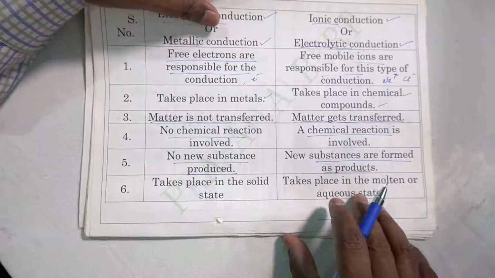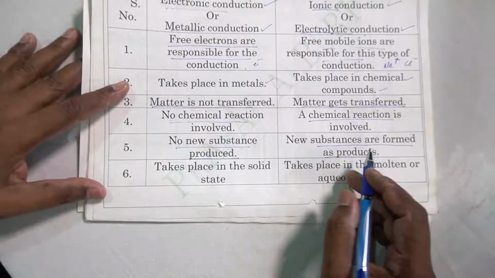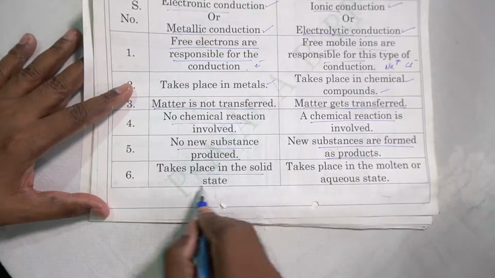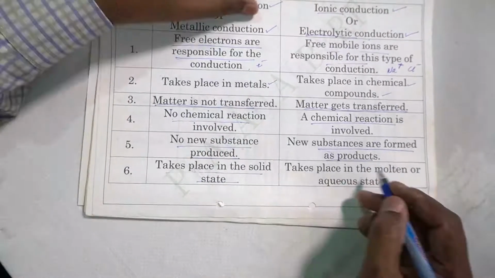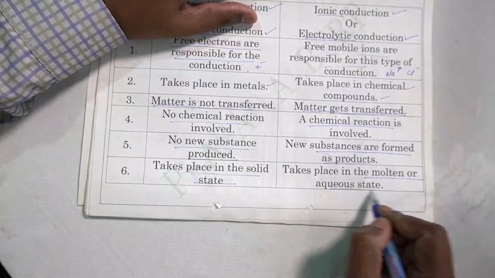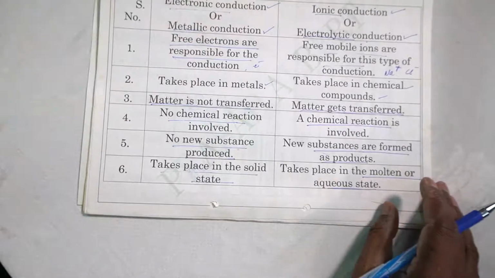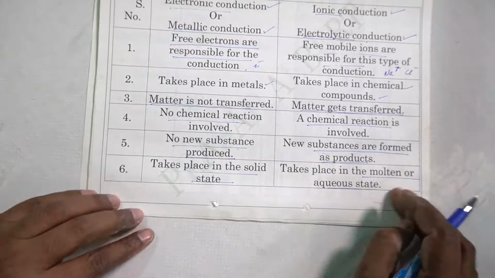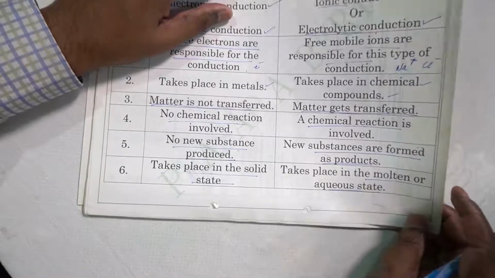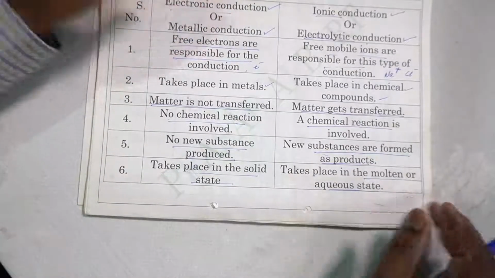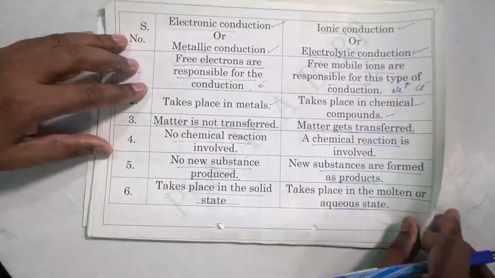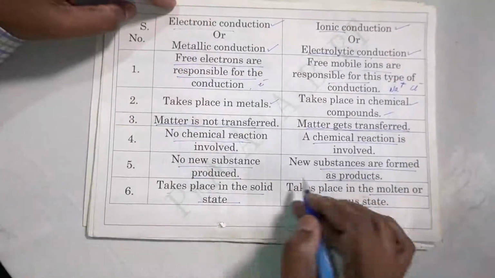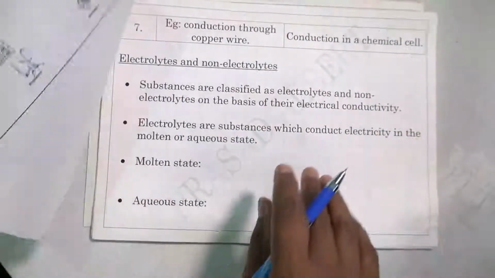Then, metallic conduction, usually in a copper wire, takes place in the solid state. Whereas in chemical compounds, the conduction takes place in the molten state or aqueous state. Under the properties of ionic compounds, we have discussed this in previous videos: the molten and aqueous states produce free mobile ions, and the solid state does not. That's what we have seen. So this is the major difference between the two types of conduction, electronic conduction and ionic conduction.